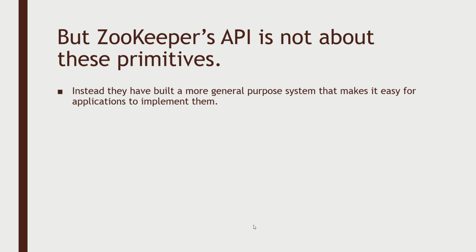But ZooKeeper takes a different approach. So if I were going to build a system to solve those problems, I would just build a system that had an API like choose a master, who is the master, or tell me who's in this worker group.